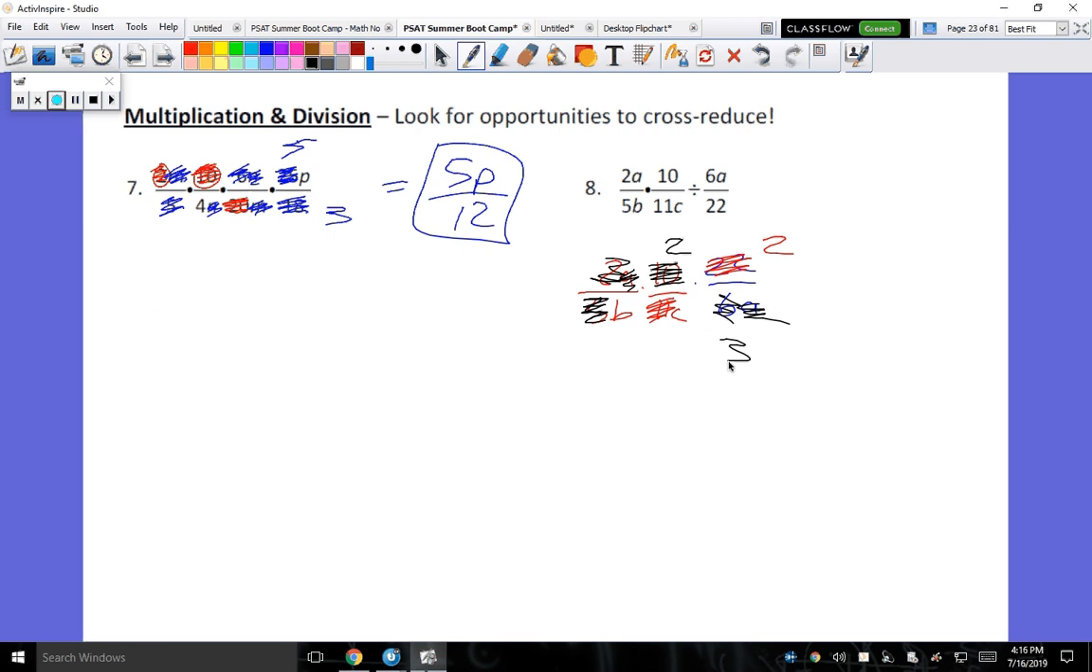Because the thing is, if we do this slow, we're going to get it right. But we're trying to develop strategies to go quickly, so we have more time on the difficult questions. Does anything else reduce? No. So it'll be answer what? 4 over 3BC. Perfect.